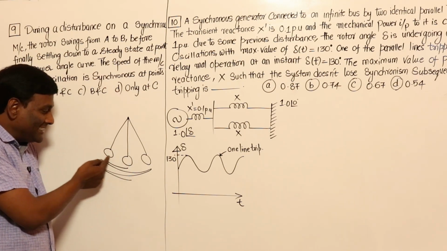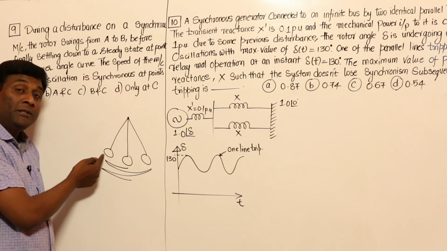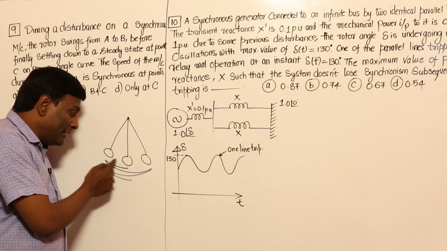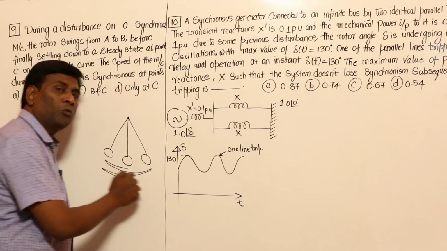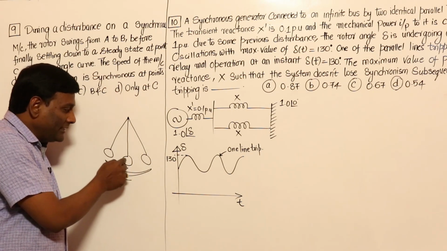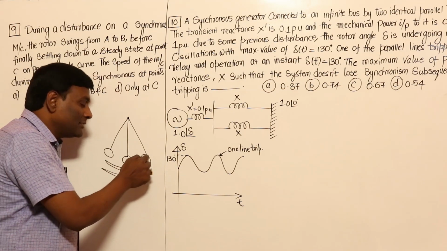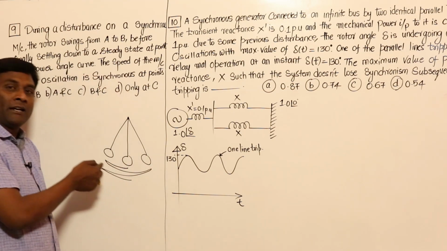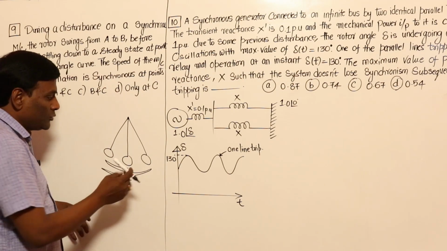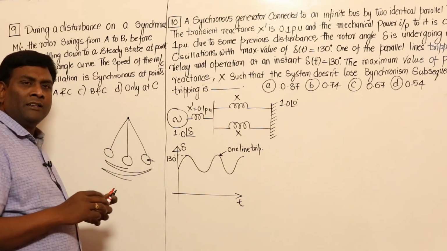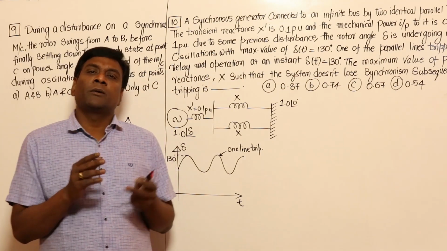Here, the moment it is changing its direction, speed is going to be 0, and here acceleration is going to be maximum. Speed is maximum here, and here speed is going to be 0, because it is about to stop and come back. Now basically, when does the swing equation come into the picture?